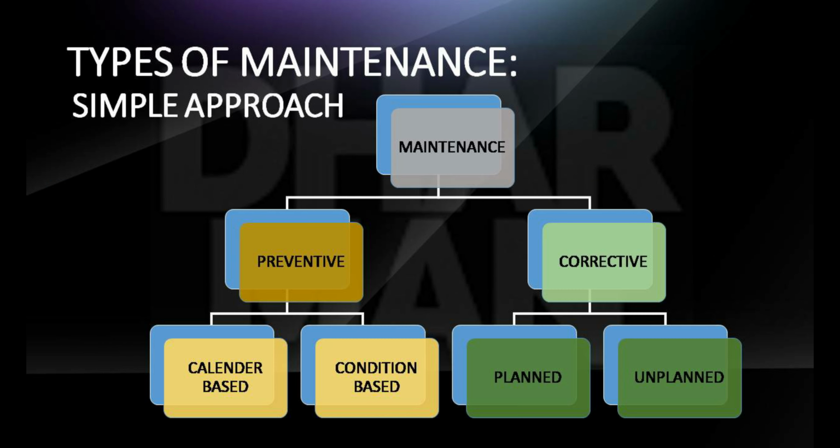You can see TPM types of maintenance in a simple approach. It's maintenance main. Under maintenance, there is preventive maintenance, and next is corrective maintenance. Under preventive maintenance, there are two types: calendar based maintenance and condition based maintenance. Under corrective maintenance, planned maintenance, then unplanned maintenance. These are the simple types of maintenance.